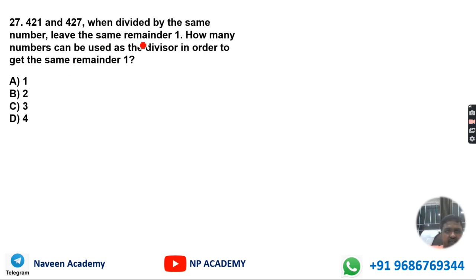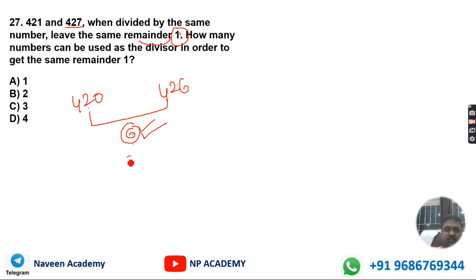Okay. So first of all, I want remainder 1. I will subtract 1 from these two numbers. 421 minus 1 will be 420. 427 minus 1 will be 426. So these are the two numbers I have to check. How many divisors can be possible to divide both the numbers and get remainder 1? For this we have to take the difference of these two, which will be 6. I am finding the HCF, highest common factor. 420 is divisible by 6. Yes. 426 is divisible by 6. Yes. Then 6 is the HCF.